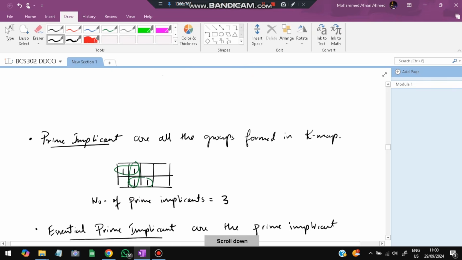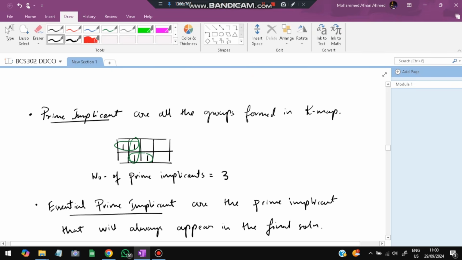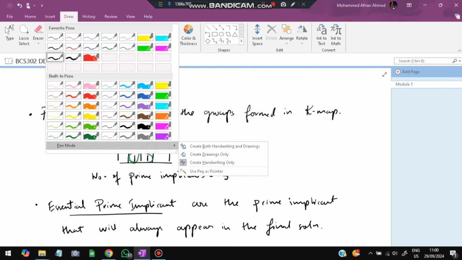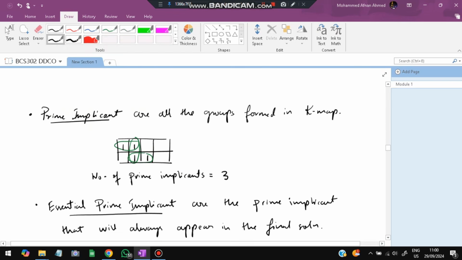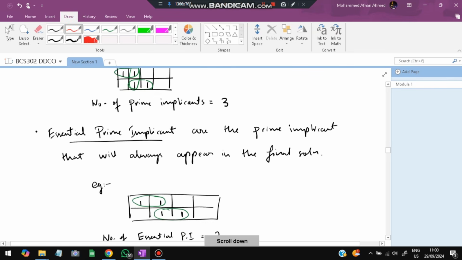Let's move on to the next topic, which is prime implicant. What do you mean by prime implicant? Prime implicant is all the possible groups which you can form. For example, if you take this one here, the first group is this, second group is this, third group is this. So three groups are formed, right? These three groups are prime implicants. All the groups which can be formed in a K-map are called prime implicants.